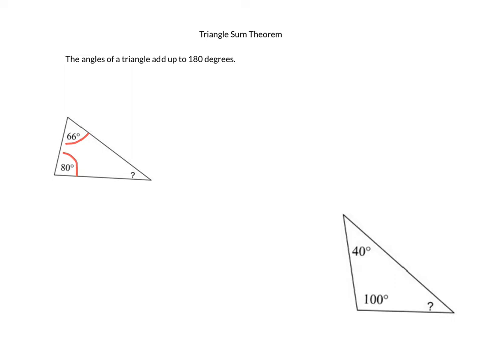So our equation is literally just from the theorem itself. If the three angles add up to 180, we're going to call this triangle X, and we're just going to set up the equation. So one angle is 66. If we add that to one of the other angles of 80, and we add that to the third angle, notice I have three things that are adding together. It's the three angles. They have to be set equal to 180 degrees.